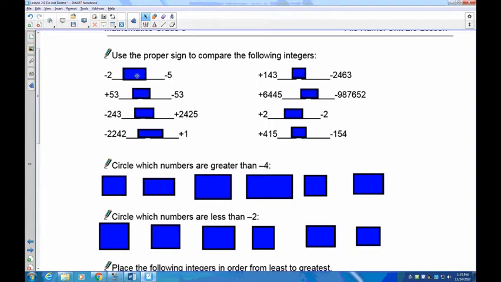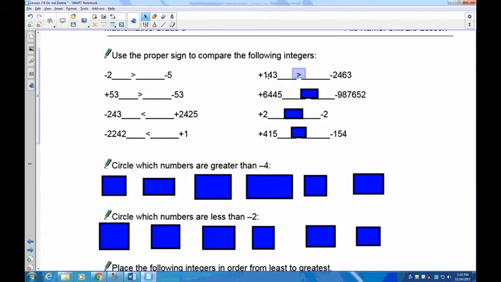Negative 2, negative 5. The bigger the negative, the smaller it is. So that means negative 2 is bigger. Positive 53, negative 53. Positives are always greater than negatives, so this is going to be bigger. This one over here, positives are always greater than negatives. That means it's going to go this way. All right? And over here, this is negative 2,000, but it's negative, and positive 1 is on the right. So that means that positive 1 is bigger because the bigger the negative, the smaller it is. Again, the bigger the negative, the smaller it is, so the positive is always greater than the negative.